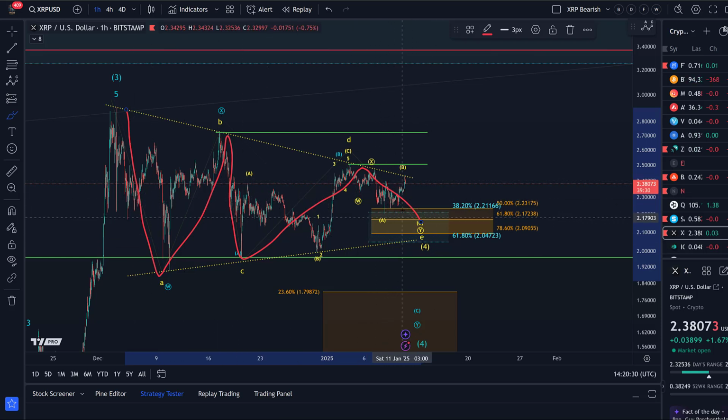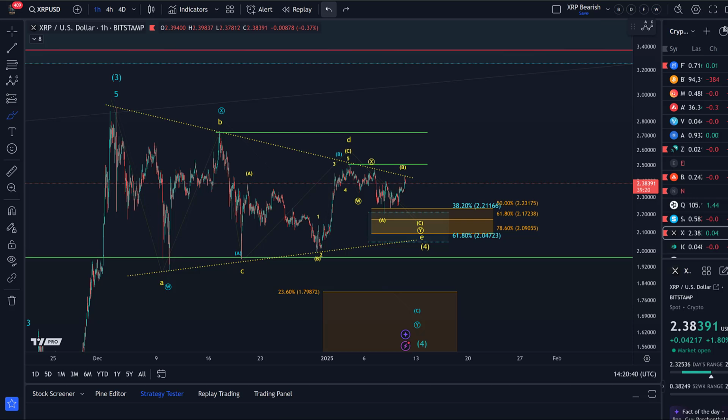And that doesn't mean that the triangle is complete. It is technically complete, which means the minimum requirements are complete. This is now where we are watching for reaction to the upside. And to be honest, we've seen one already. Quite a substantial one, given that the entire market is down. XRP is holding up quite well.